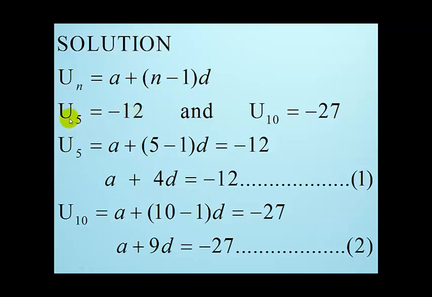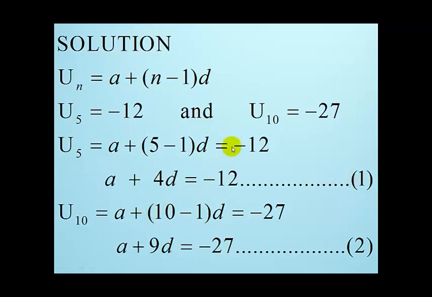Now, from u5 equals minus 12, it means that n is equal to 5. So we substitute 5 wherever we see n in the nth term formula. In doing that, we have u5 equals a plus 5 minus 1 d is equal to minus 12, because u5 is equal to minus 12. Now, we have a plus 5 minus 1 is 4, and 4 times d is 4d. So we have a plus 4d is equal to minus 12. Let's name this equation 1.